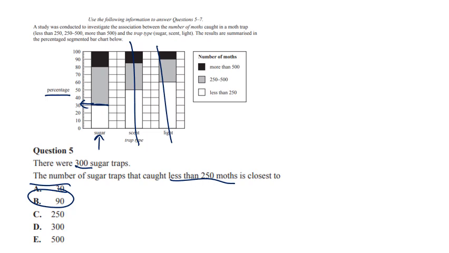Pay attention to that trick that you didn't use A as 30% because there were actually 300.